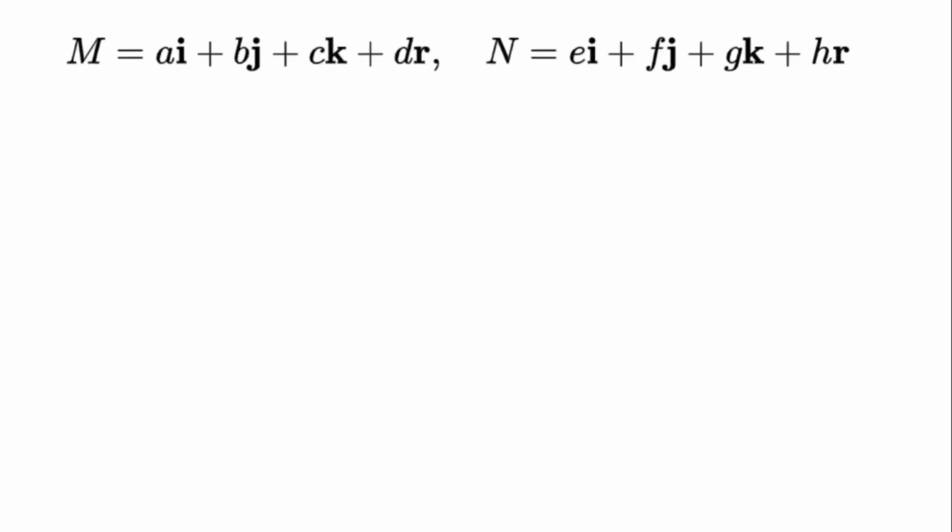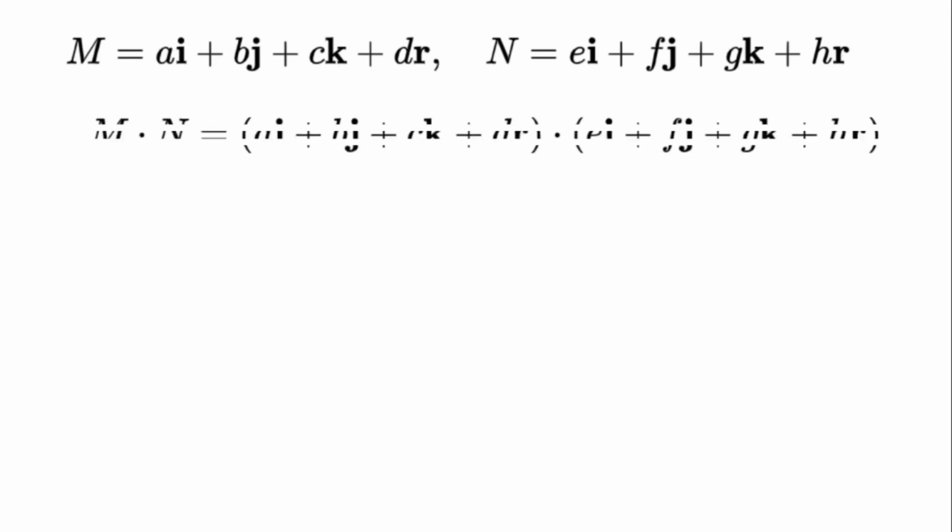m equals a times I plus b times j plus c times k plus d times r, and n equals e times I plus f times j plus g times k plus h times r. We compute m times n equals a times I plus b times j plus c times k plus d times r times e times I plus f times j plus g times k plus h times r. Distribute each term using the multiplication table to simplify.